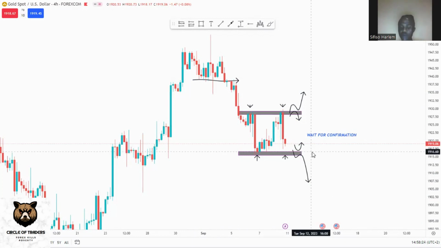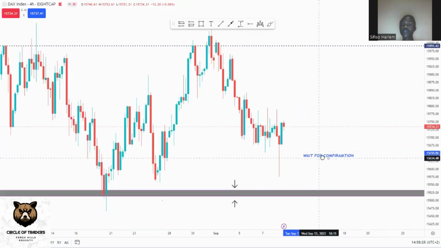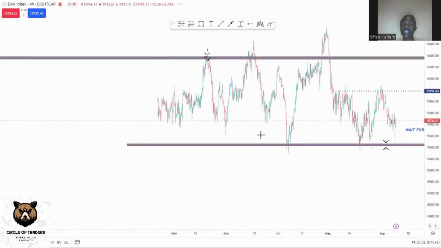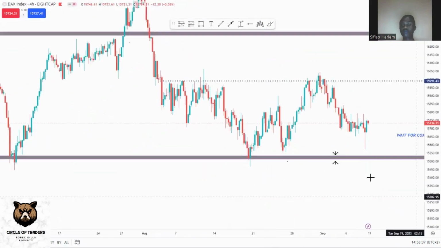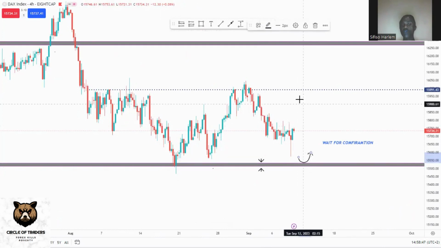You guys get me? Looking at the next pair, German 30. German 30, I'm also waiting for confirmation, because you guys know that I have this major resistance and this major support that price has been holding for some time, right? Now, looking at how price is currently, price is kind of far from this resistance, right? From the support zone, all I'm waiting for is to see: is price going to come back here, or will price come back here? Do you guys get me?